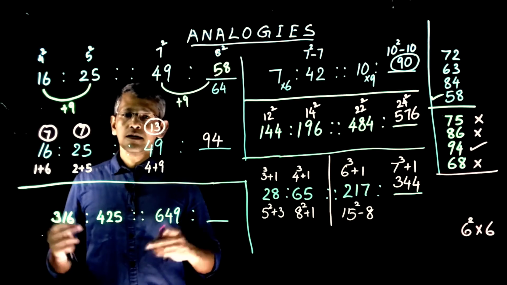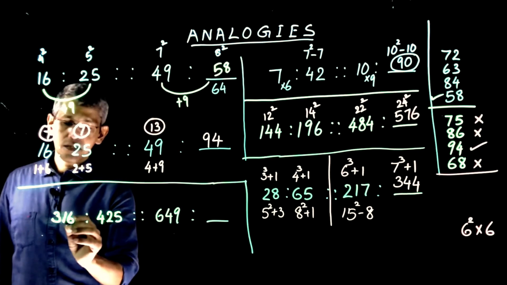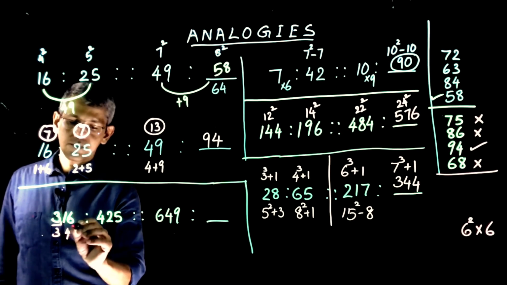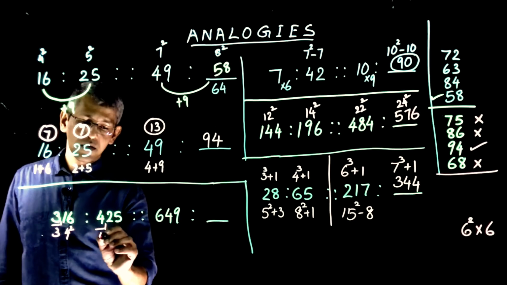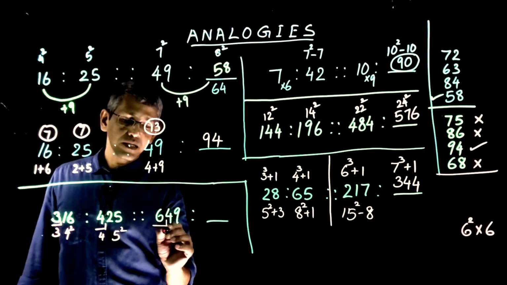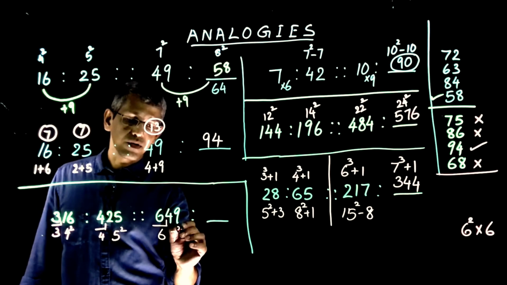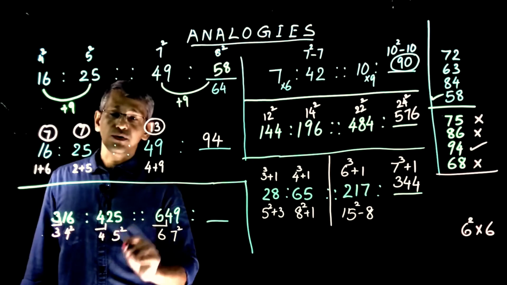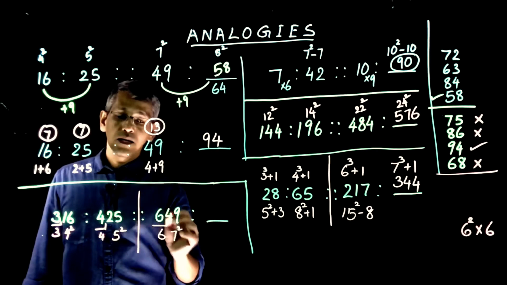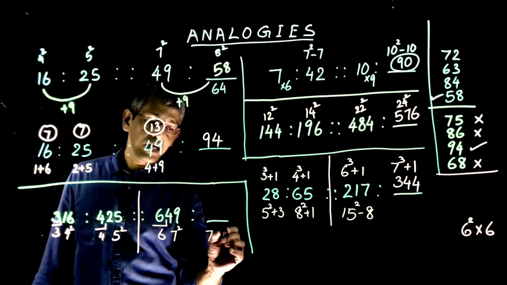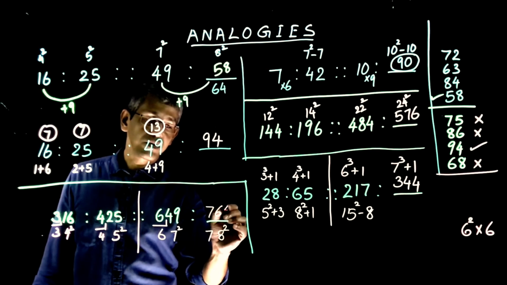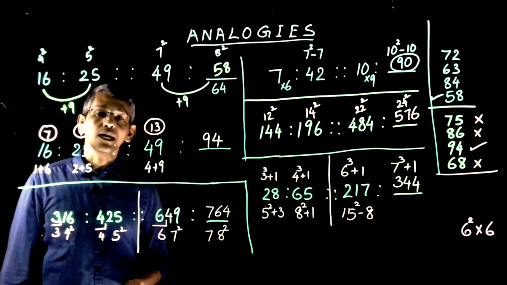The pattern. So here you can see an interesting pattern, 3 and 16. What is it? 3 and 16, this is 3 and 4 square. And 4 and 5 square. This side we have what? 6 and 7 square. 49 is 7 square. So 3 and 4 square, 4 and 5 square. So right hand side, what we have? 6 and 7 square. Next one must be 7 and 8 square. So 7 is what? 7 itself. 8 square is 64. 764. That would be the case.